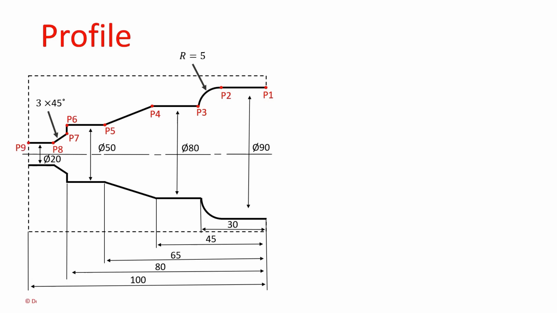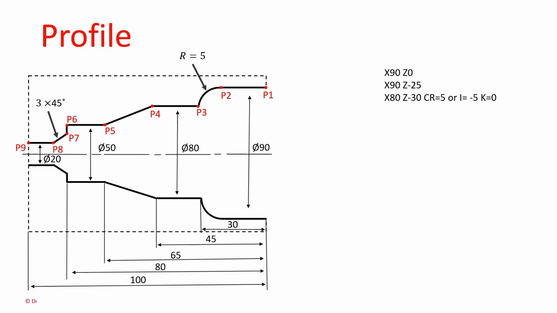Now, we will discuss the values of these points. The P1 point value is X90, Z0. Next, the P2 point: the diameter is the same, X90, then the Z value is -25. The P3 point, the radius endpoint, has diameter value X80, Z is -30. Here we need to mention CR equals 5, or I equals -5, K equals 0.